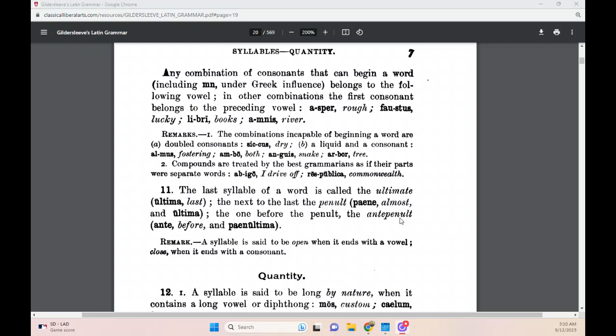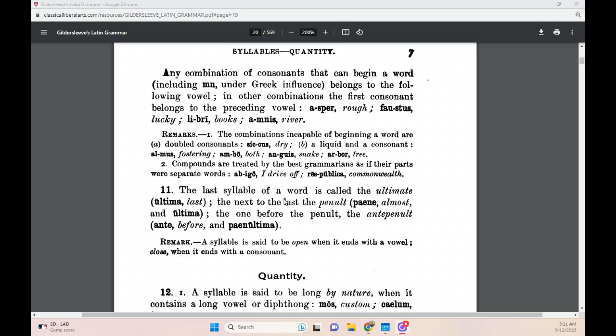Now, why would we ever do this? Why would we possibly name the syllables? The reason we learn these names for these last three syllables is because we're going to learn rules for how to accent Latin words. And the only way that we can make rules for how to accent Latin words is to be able to name these syllables. That's why we have these three names for the last three syllables.